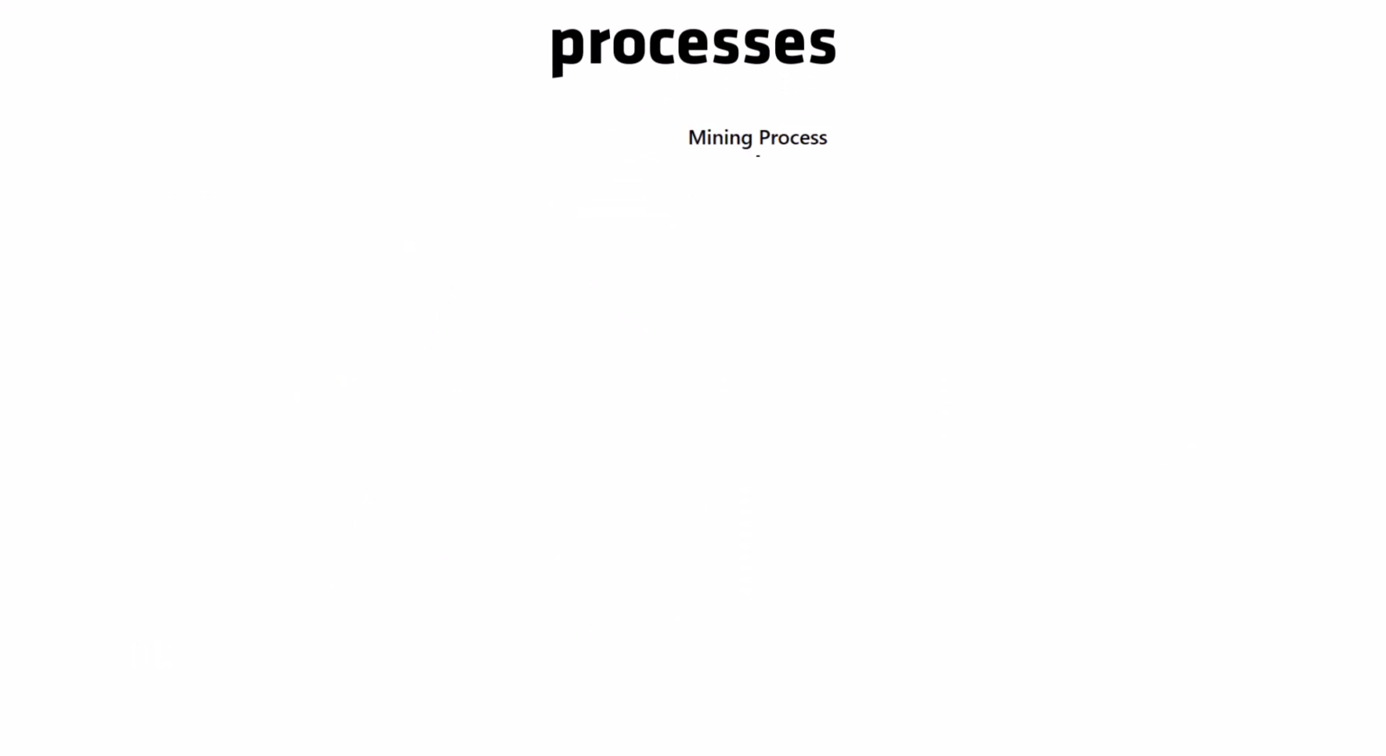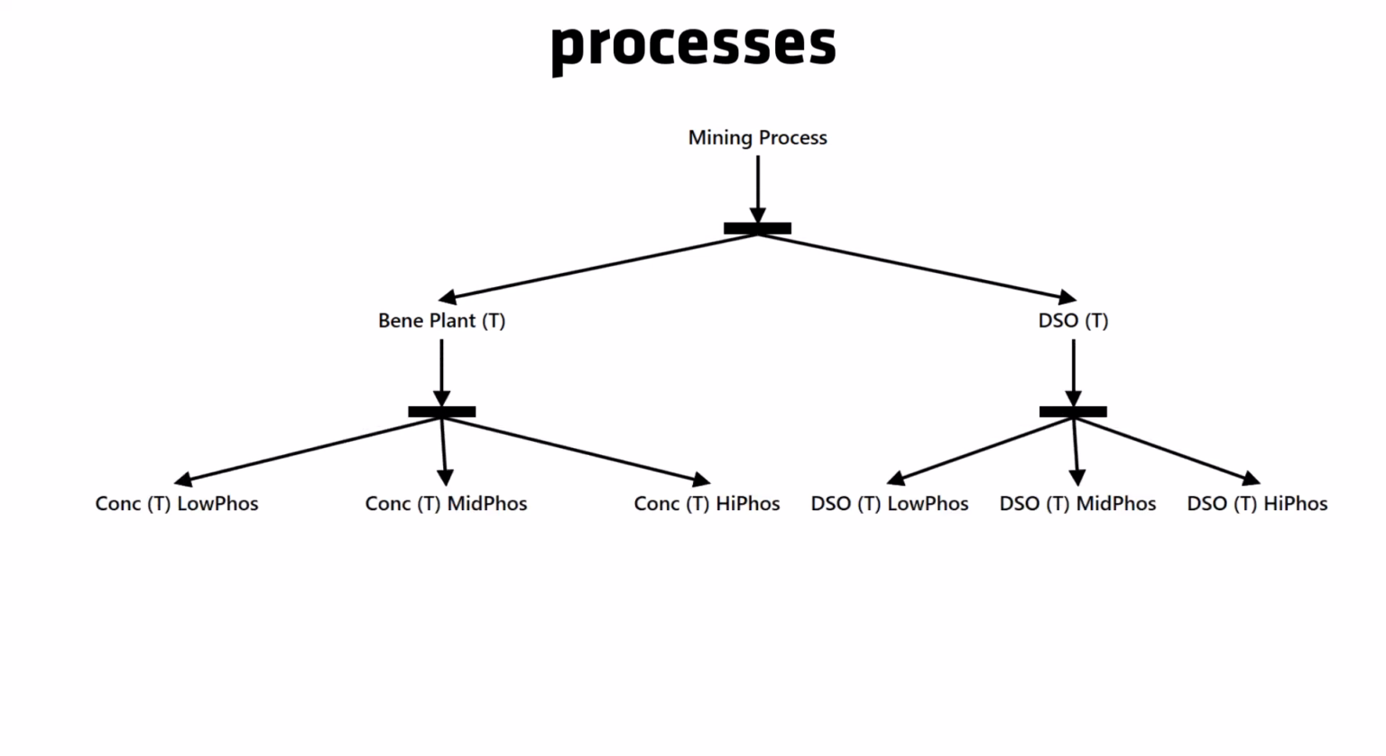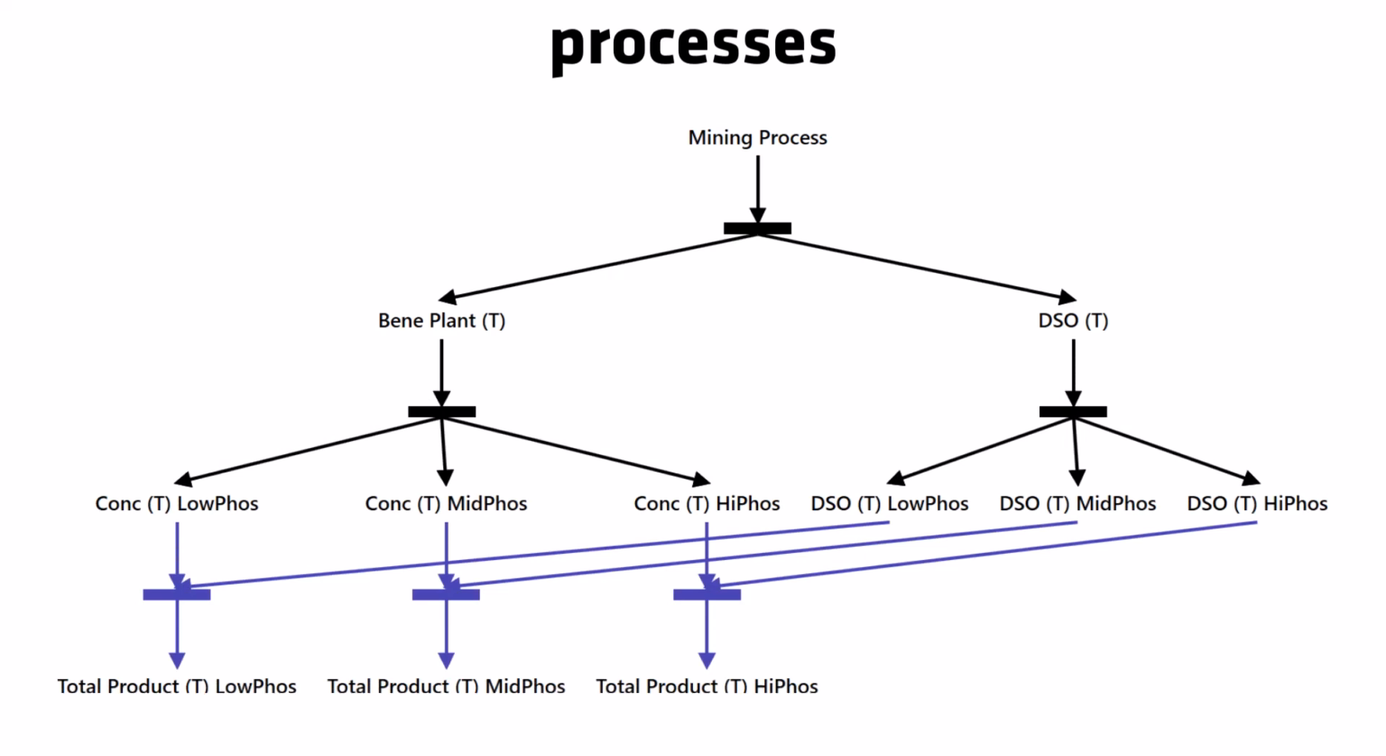To model this in Scheduler, the mining process is split into beneficiation plant and DSO. These processes are further separated into different product options, and then multiple products are blended to form the final product.